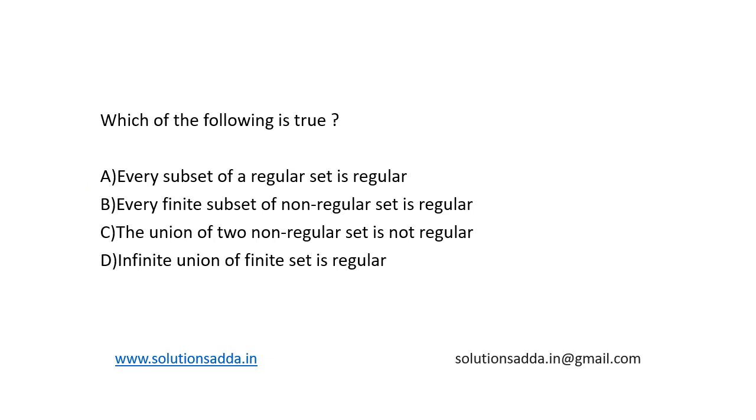This is a previous year ISRO question. Which of the following options is true? Option A. Every subset of a regular set is regular. This is false. Let us consider the language L equal to a star followed by b star. This is a regular language, and a subset of this language is a power n, b power n, where n is greater than or equal to 0. Here we need a stack to compare the number of a's as well as the number of b's. So this is a context-free language. So this is not regular. So this option is false.